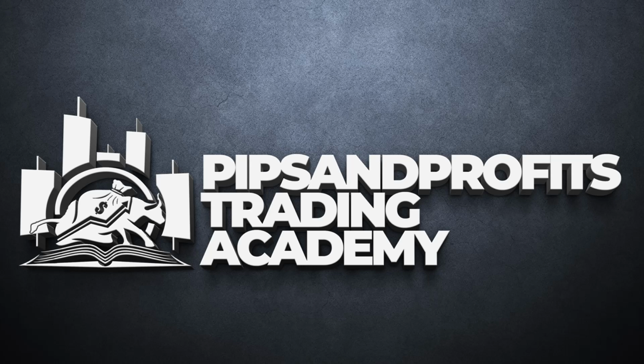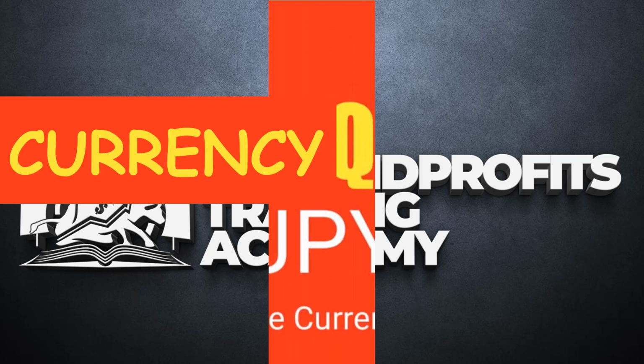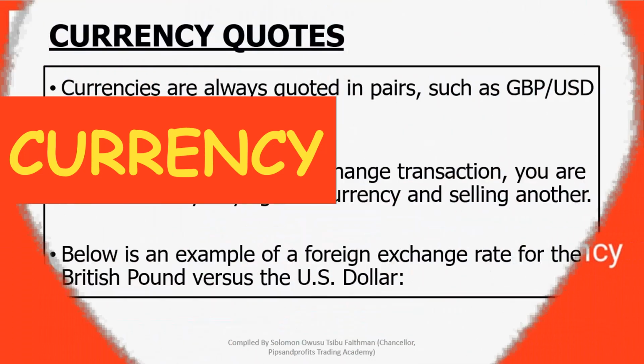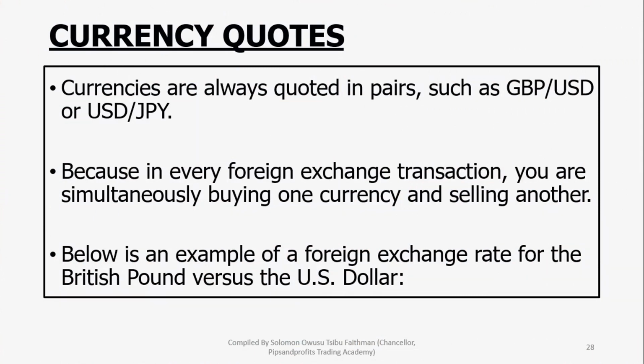I want to continue. Now let's go to the next thing that we want to look at. We have something we call currency codes. Okay, currency codes. Now we have said that currencies are traded in pairs, such as GBP USD or USD JPY. They are traded or quoted in pairs because, as we said earlier, when you involve yourself in any foreign exchange transaction, you are simultaneously buying one currency and selling another currency.